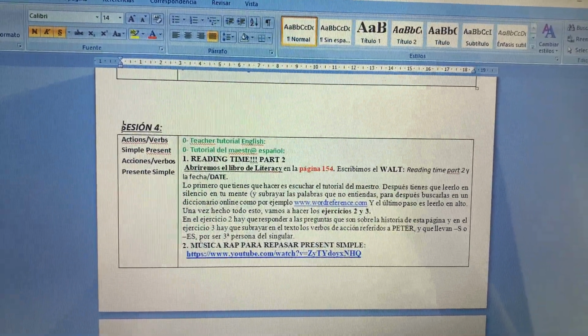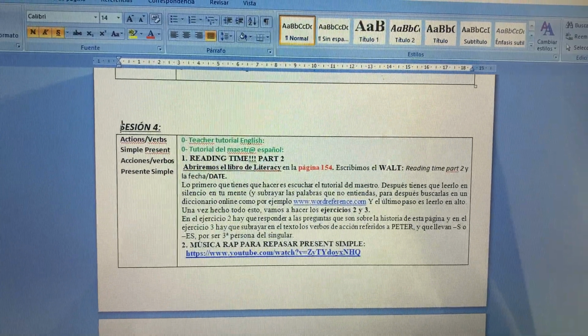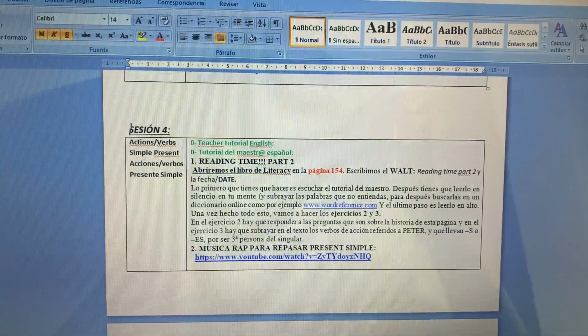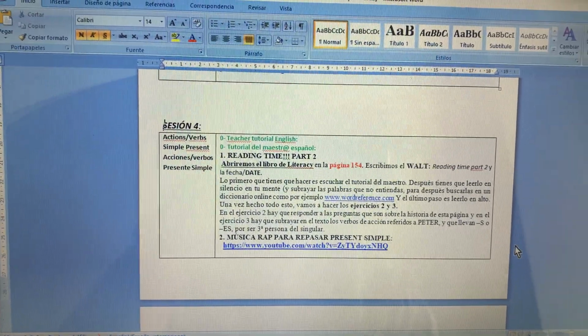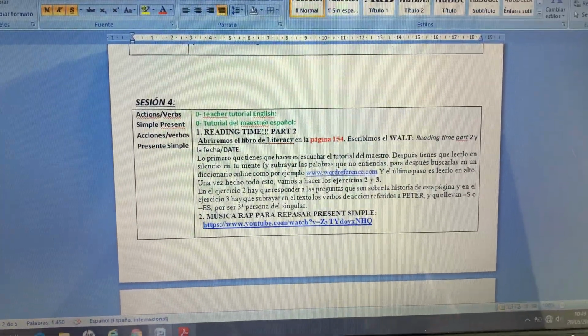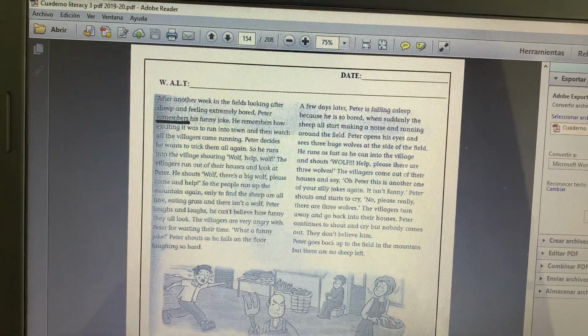We are studying actions, verbs, simple present. And today we are going to do the reading time part 2. You need to open your literacy book on page 154. And you will find this text.